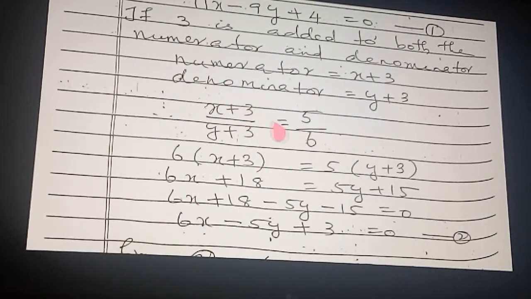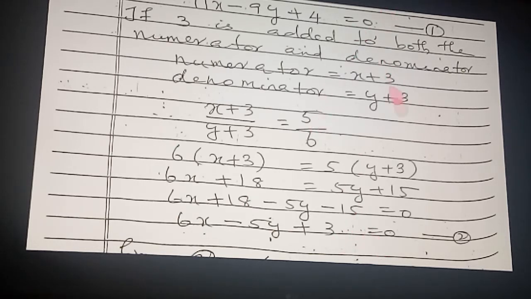See the equation, cross multiply. 6 into x plus 3, 5 into y plus 3. So 6x plus 18 is equal to 5y plus 15. So arrange the terms on one side. Arrange 6x plus 18 minus 5y minus 15. When terms shift to the left or right side, the sign will change. So 6x minus 5y, 18 minus 15 is 3, equal to 0.